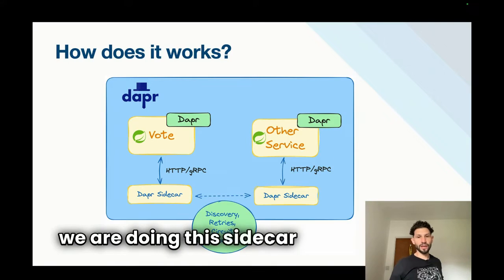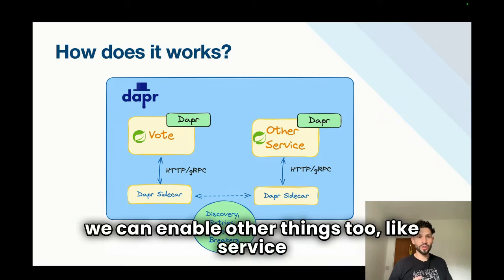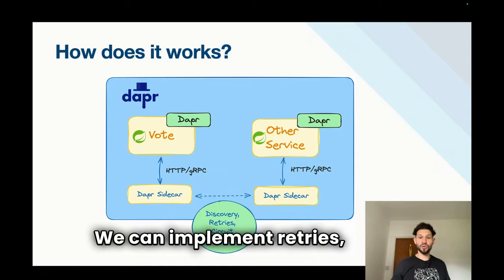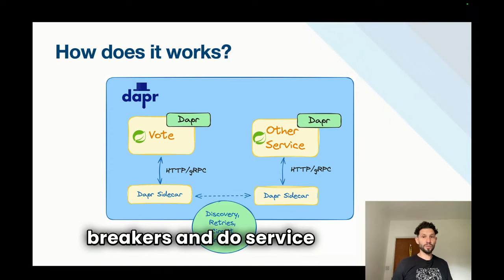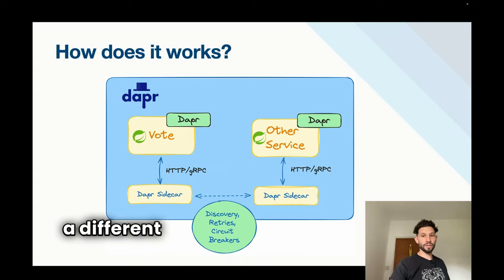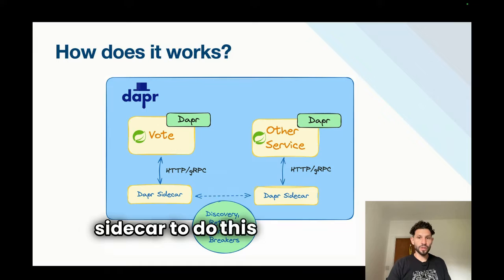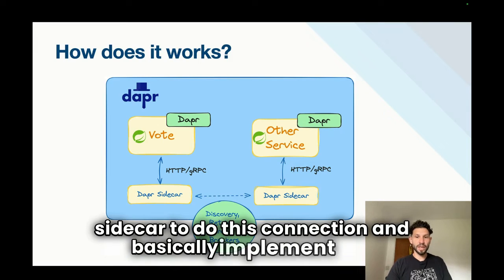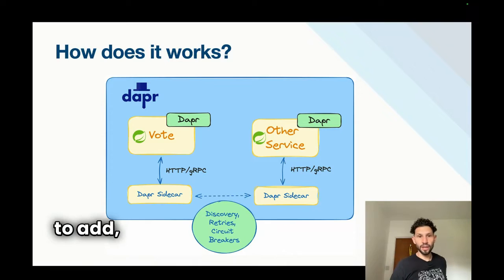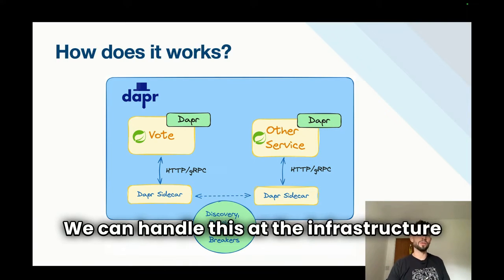As we are doing this sidecar approach, we can enable other things too, like service-to-service invocation in a resilient way, right? We can implement retries, circuit breakers, and do service discovery, because now when the application wants to talk to a different service, it can go through the Dapr sidecar to do this connection and basically implement best practices at that level too, without pushing the application to add, for example, a retry mechanism in code. We can handle this at the infrastructure level now.